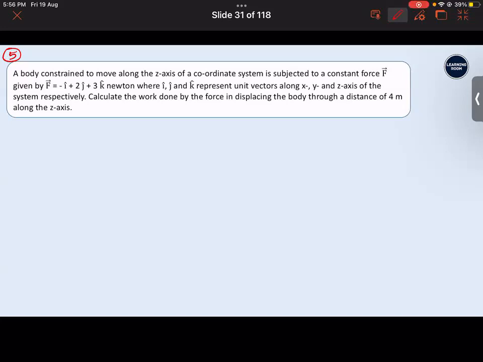So a body constrained to move along the z-axis of coordinate system is subjected to a constant force of minus i cap plus 2j cap plus 3k cap, and S vector is how much? Calculate the work done by the force in displacing the object through a distance of 4 meters along z-axis. Means S is how much? 4 k cap.